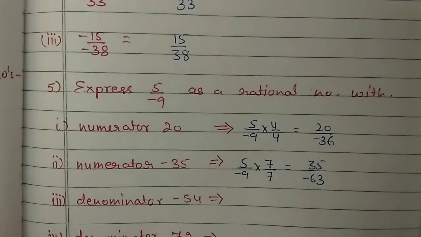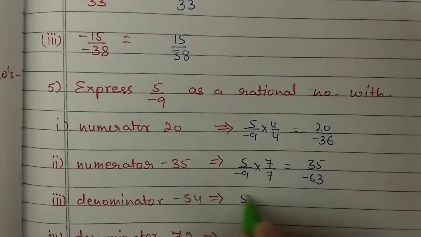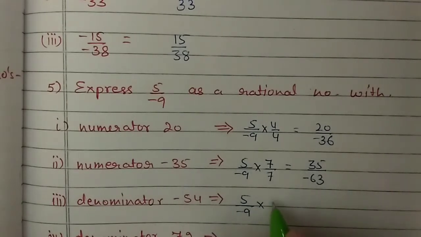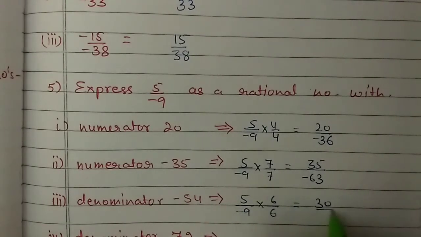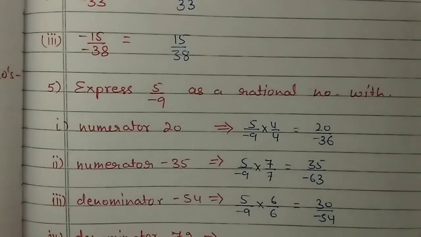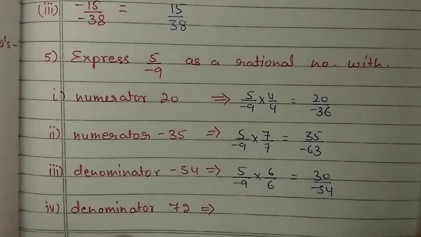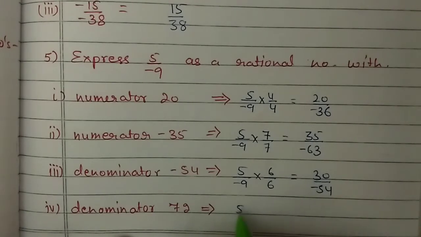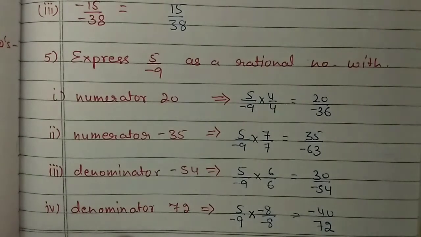Third case, denominator minus 54. So now denominator we will check. This 9 we have to make minus 54. So 9 6s are 54. So we will multiply with 6 up and down. So it will become 30 by minus 54. Fourth part, denominator 72. So we have 5 by minus 9. So this minus 9 we have to make plus 72. It means we have to multiply with minus 8. And 5 8s are 40, so minus 40, and minus 9 into minus 8 will become 72.